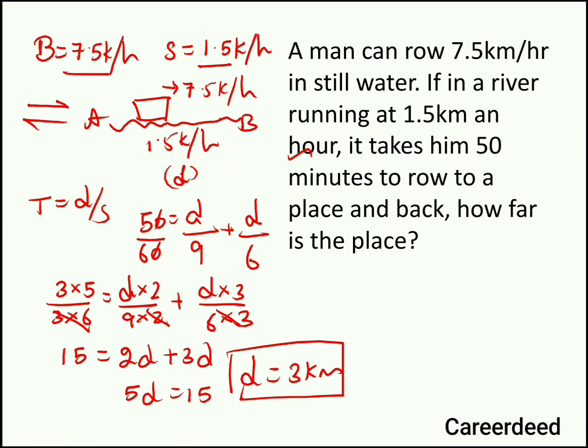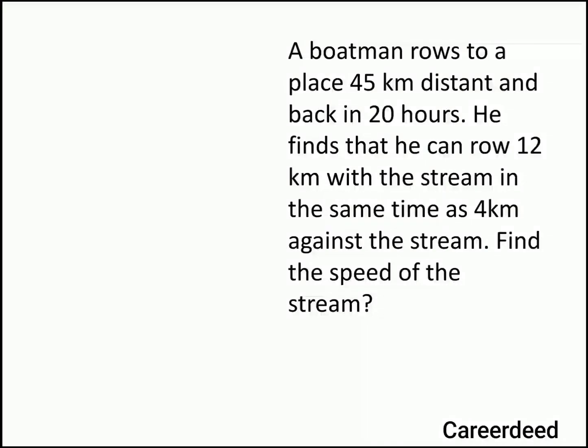Moving to the last question of the session. A boatman rows to a place 45 km distance and back in 20 hours. He finds that he can row 12 km with the stream, in the same time 4 km against the stream. Find the speed of the stream. Distance between starting and ending point is 45 km.